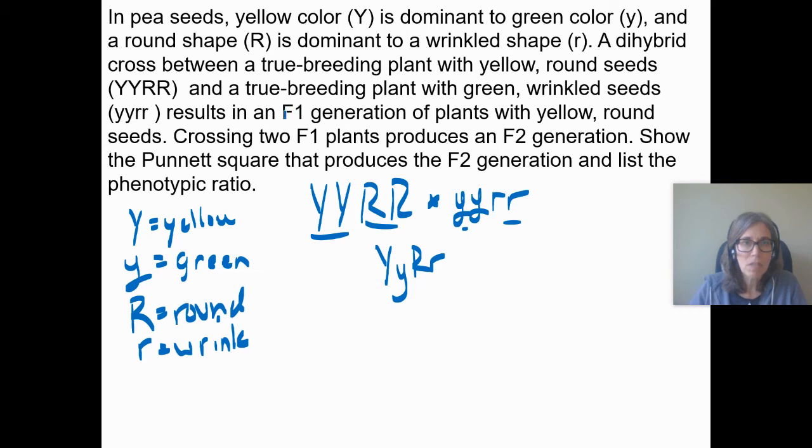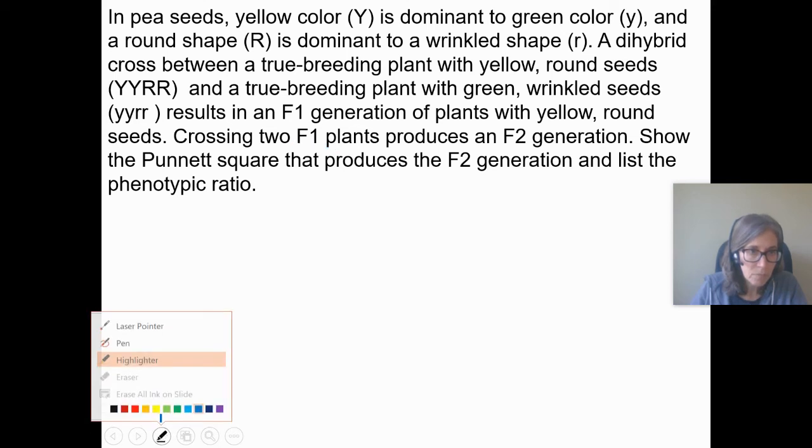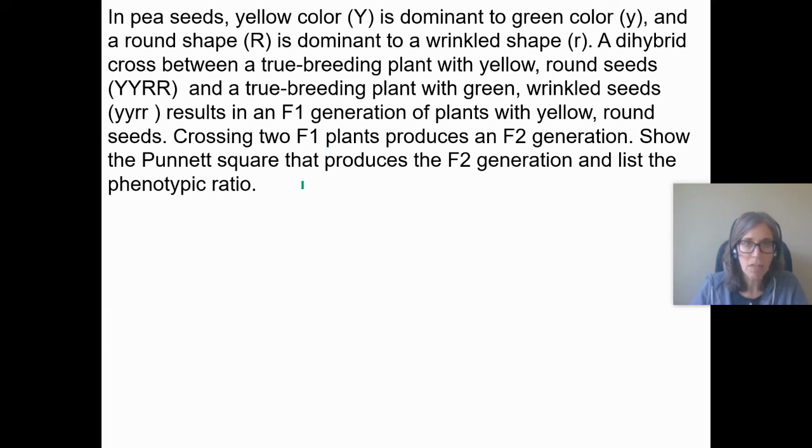Okay, so now it says, crossing the two F1 plants produces an F2 generation. Show the Punnett square that produces the F2 generation and list the phenotypic ratio. So I'm going to take this one and mate it with itself. I don't have enough space, so I'm going to erase everything and try it again. So I've got big Y, little y, big R, little r, and I'm mating it with itself. So we're going to FOIL this.